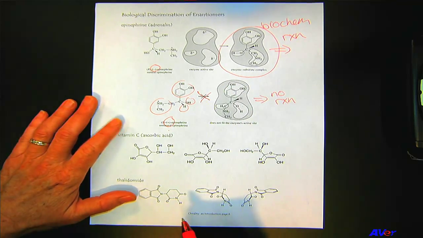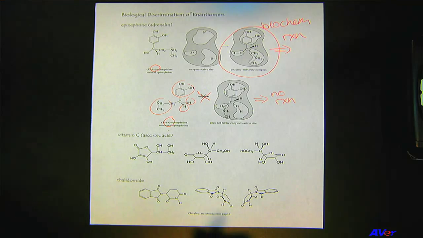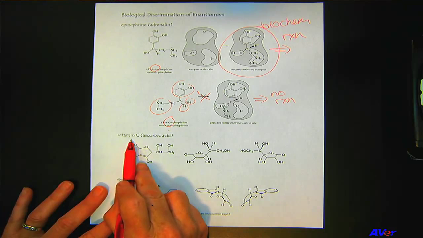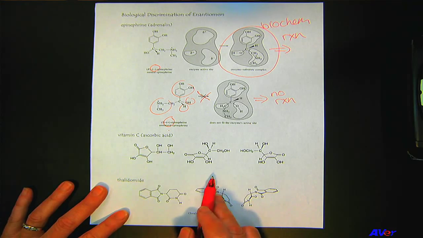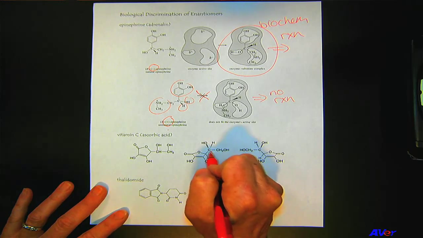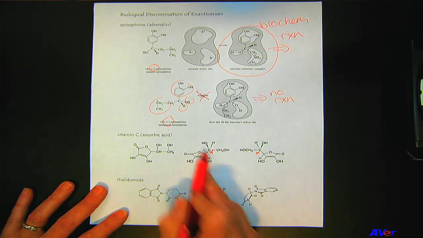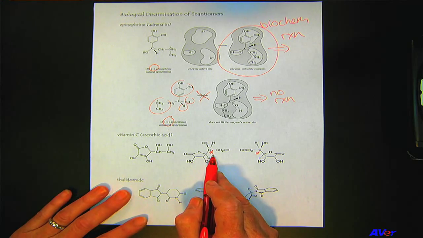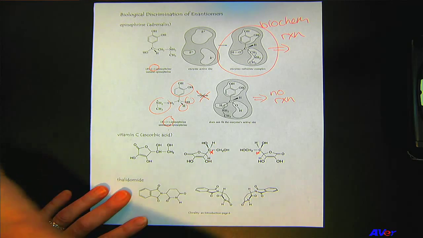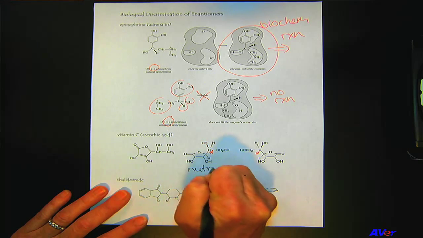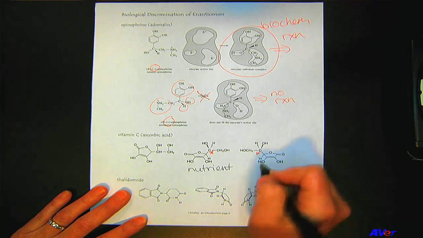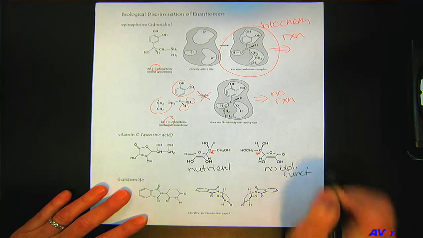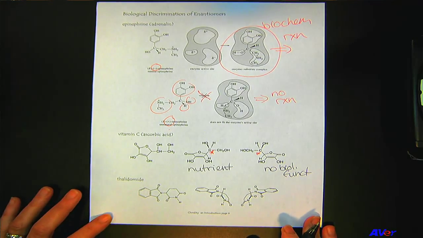All right, so this idea of chiral carbons is very important in our biochemistry. Here's just a couple more examples. Vitamin C, ascorbic acid. Here's our chiral carbon. You can usually spot them because you'll see the wedges and the dashes, right? So this form of vitamin C is a nutrient. This form of vitamin C has no biological function. So chiral carbons are very important to our health.